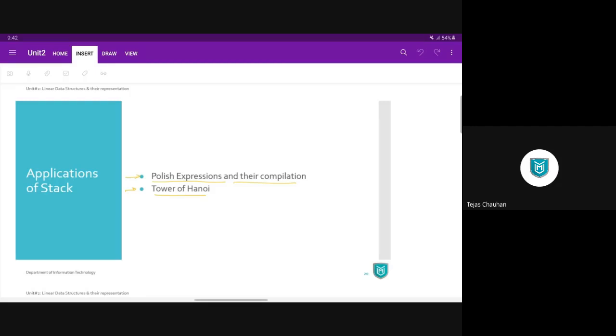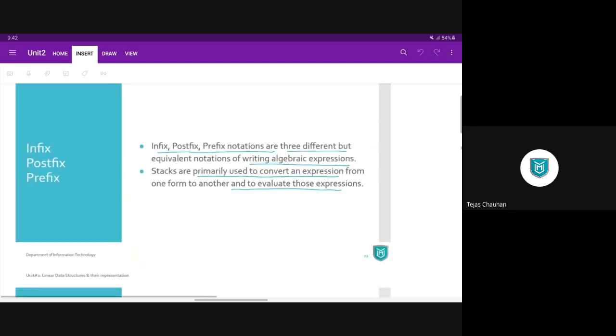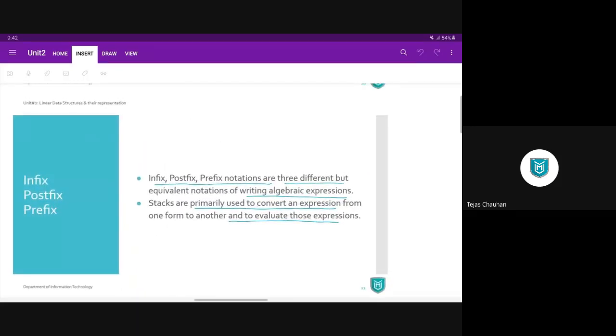That is one application. And the other one is Tower of Hanoi. These two are the major applications that we need to go through in your syllabus. So we started with these notations: infix, postfix, and prefix.